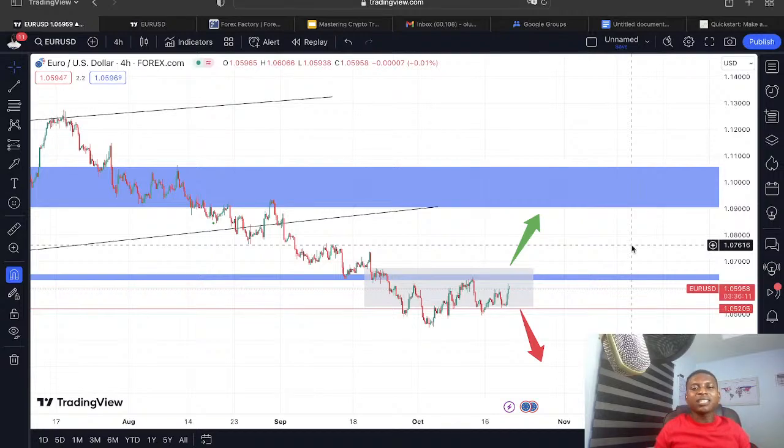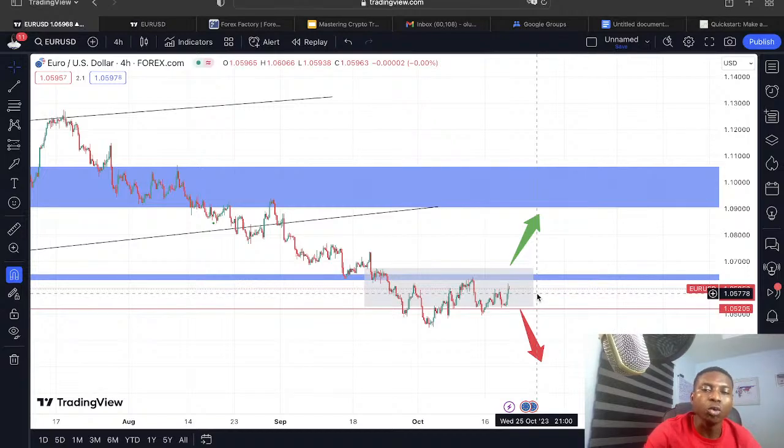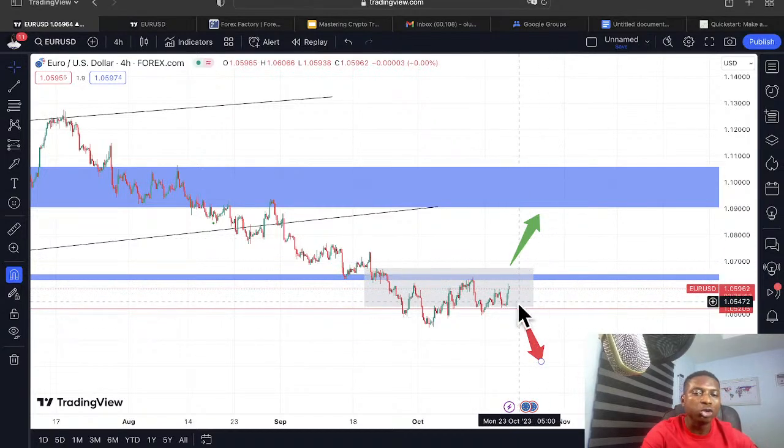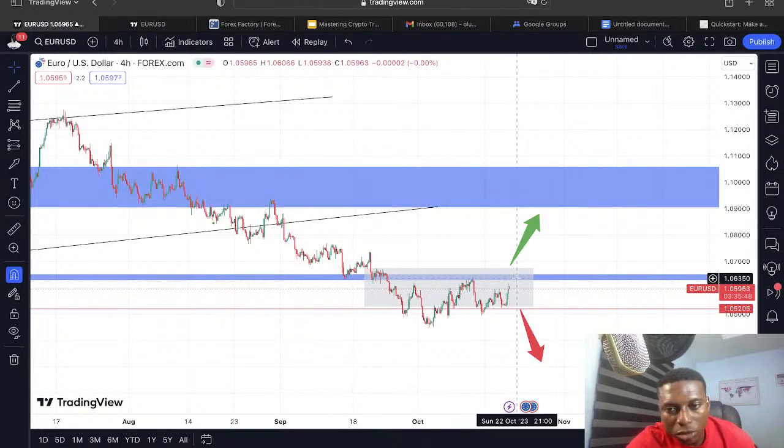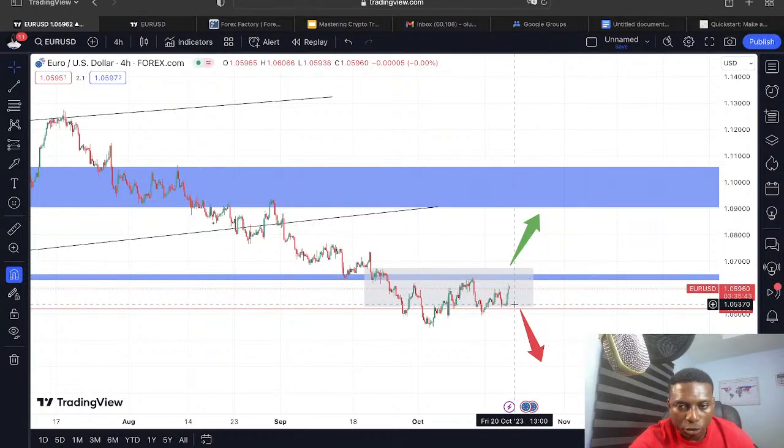So as a trader, what do you do in scenarios like this? Patience is key, because in patience you become profitable. All right, so there are two things you can do. You can either wait for a breakout of this level or a breakout from this level.